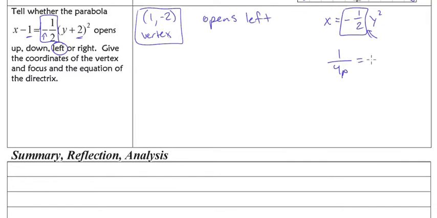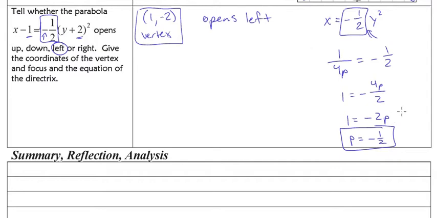So -1/2 equals 1 over 4p. Multiply both sides by 4p, and we end up with 1 equals -4p over 2, which simplifies down to 1 equals -2p. Divide each side by -2, and p equals -1/2. So there's our p value.